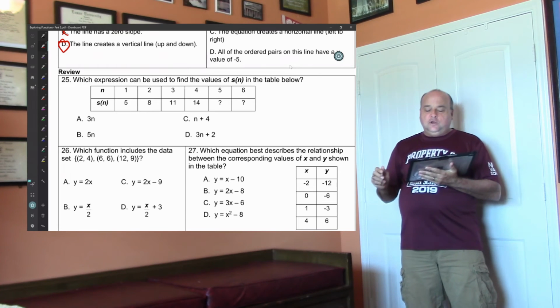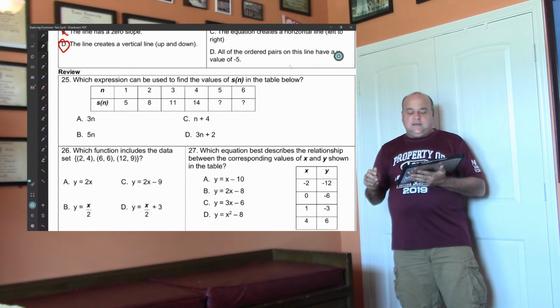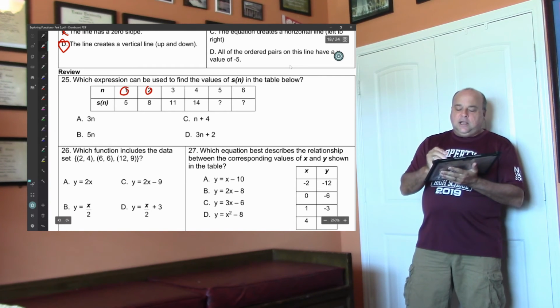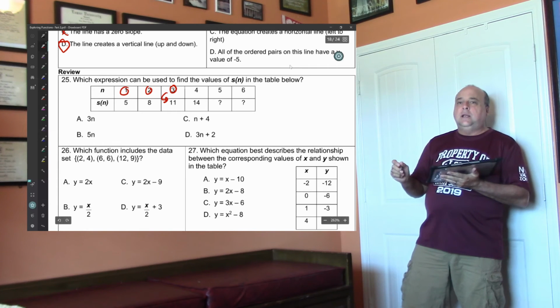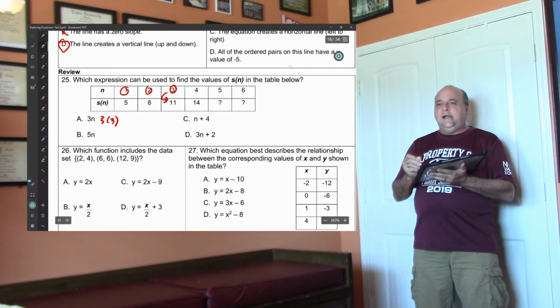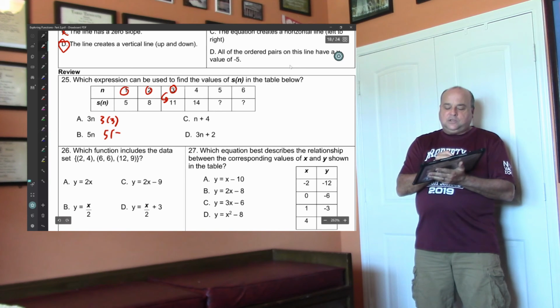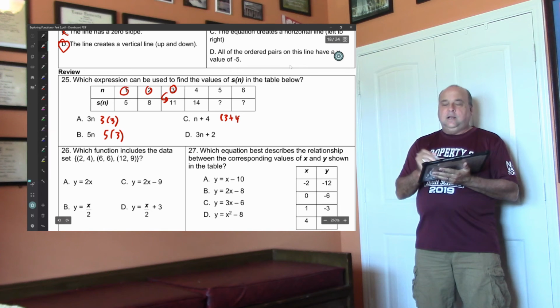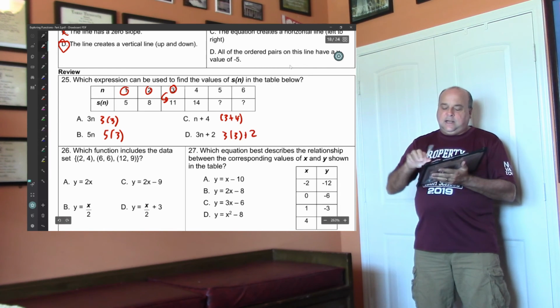Okay, what expression can be used to find the values of n in the table? So what you're doing here is you're going to plug these numbers in. Let's just plug in 3. So if I plug in 3, my answer should be 11. So this one right here, 3 times 3, is that 11? 5 times 3, is that 11? 3 plus 4, is that 11? And what about 3 times 3 plus 2? Is that 11?